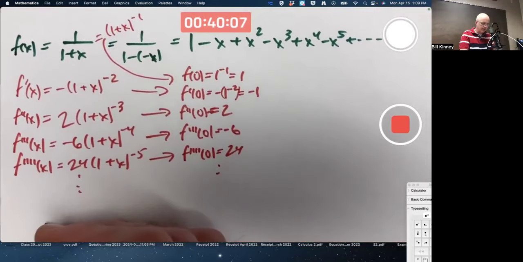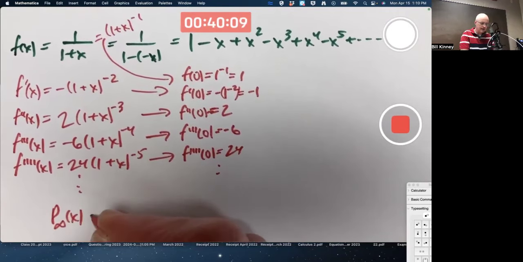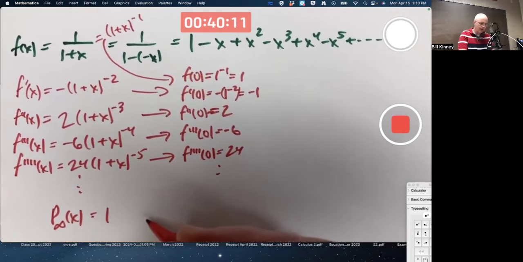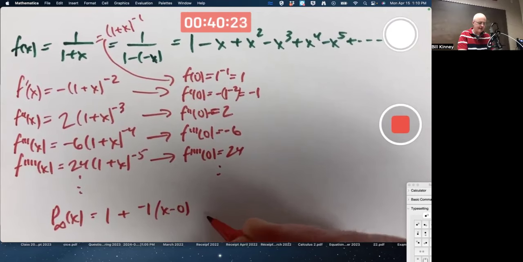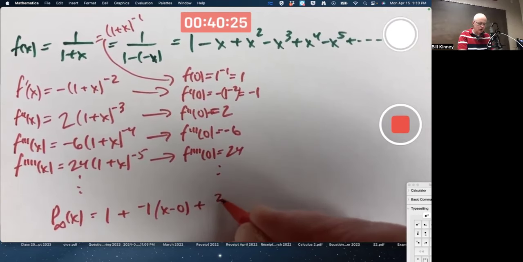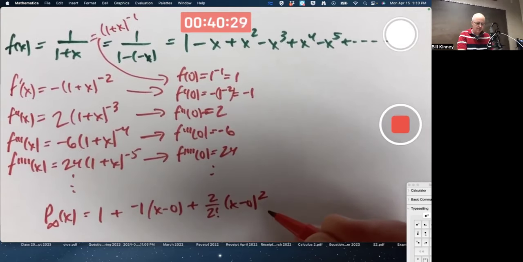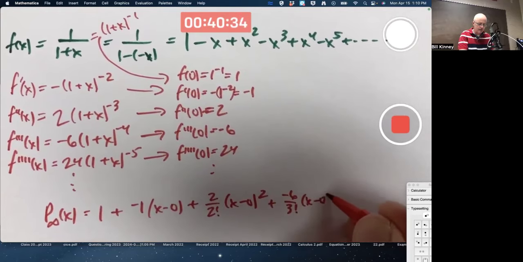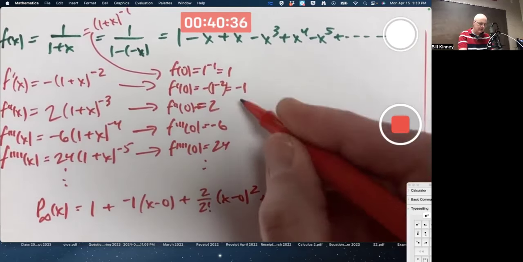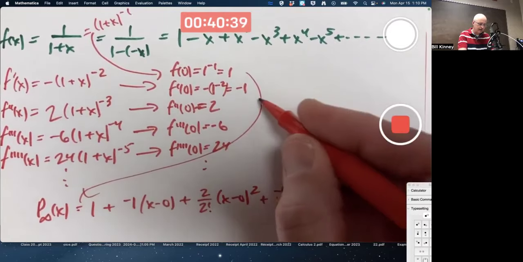Now plug into the formula. P infinity of x is f of 0, which is 1, plus f prime of 0, which is -1, divided by 1 factorial, which I won't write, times x minus 0, which is just x, plus 2 over 2 factorial, x minus 0 squared, plus -6 over 3 factorial, x minus 0 cubed. I'm just taking these numbers that are up here and putting them in there. That wasn't clear.